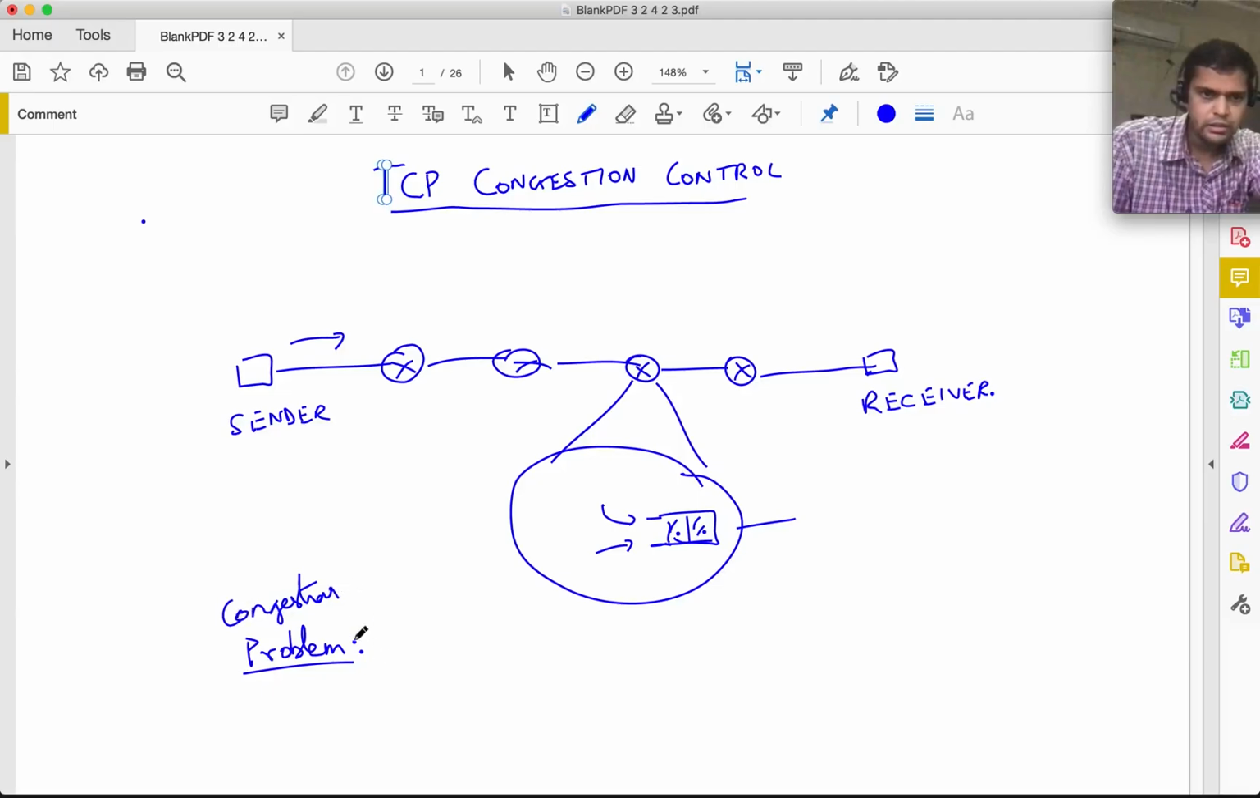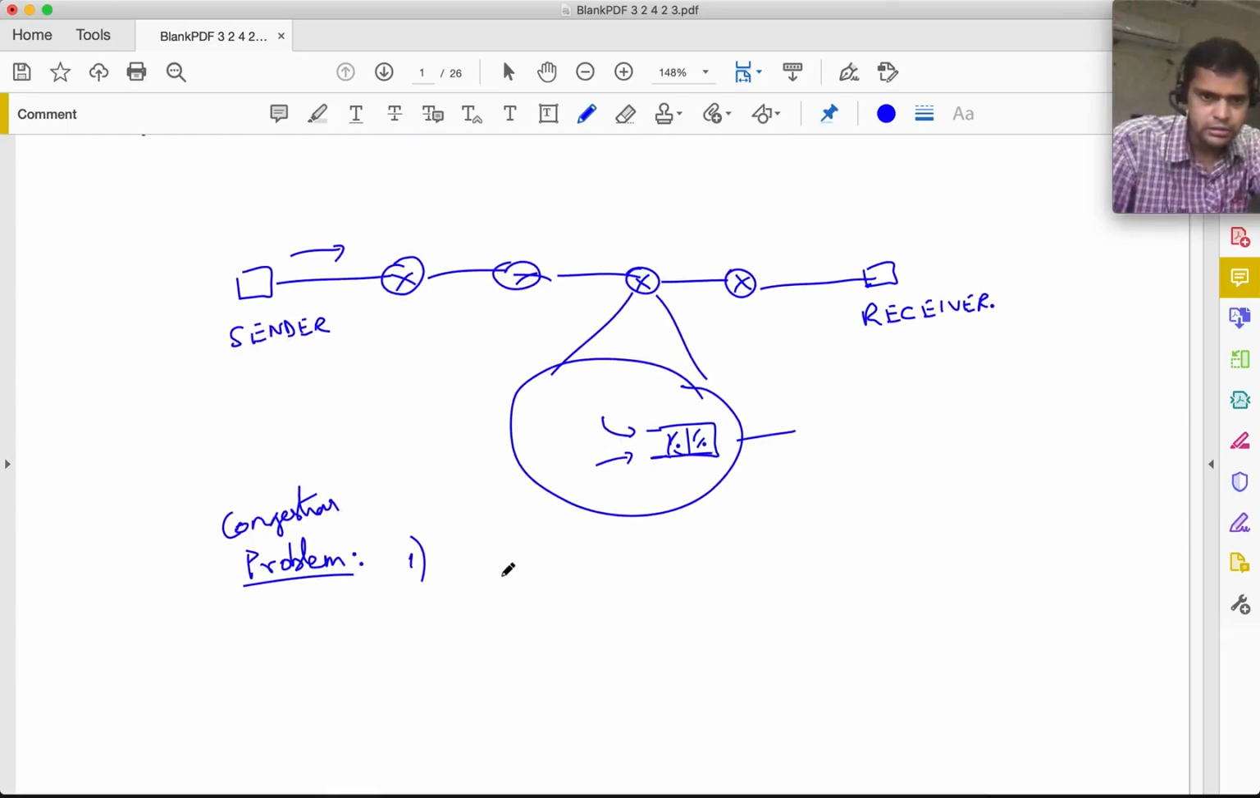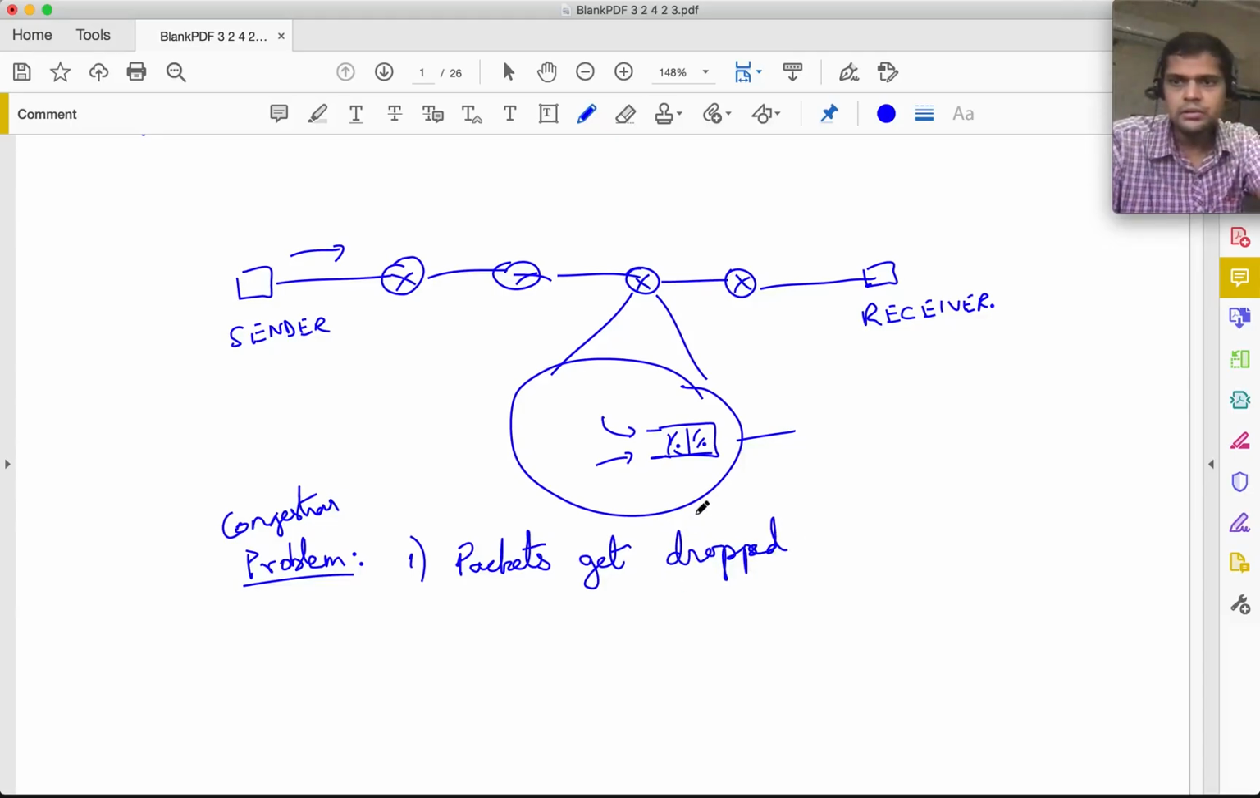So when congestion occurs, the following problems exist. One is that packets get dropped, and routers will not retransmit them if the packets get dropped because of a queue being full. The router has just run out of space; it can't do much. So this is a problem, because it will require retransmissions from the source. And secondly, we face excessive queuing delays.